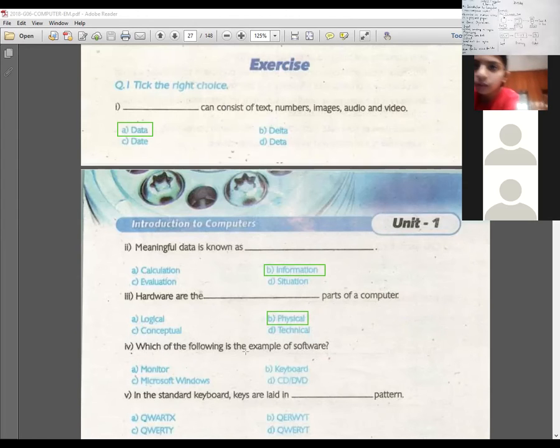Which of the following is the example of software? A, monitor; B, keyboard; C, Microsoft Windows; D, CD, DVD. And the correct answer will be C, Microsoft Windows.